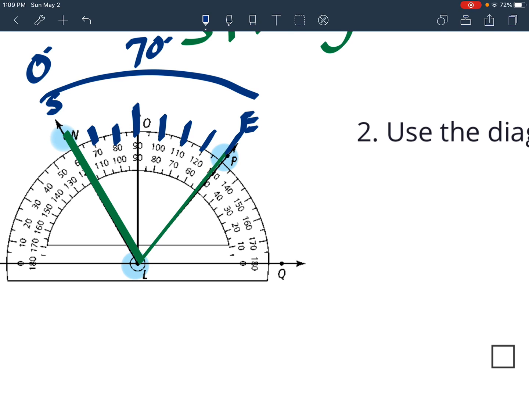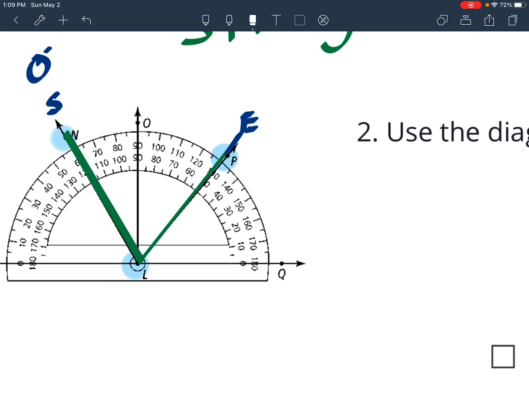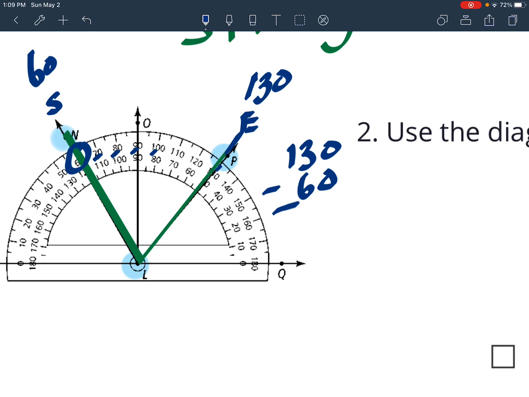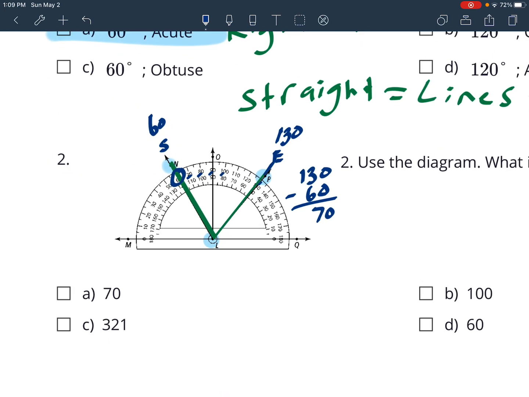Now, another way you can do it, I'll show you here. You're going to get the number, like this number right here, it's 60. Again, following the top numbers. So 70, 80, 90, 100, right? This number here is 130. I covered it there, sorry. So it goes from 60 to 130. Well, how much is in between 60 and 130? You would just subtract, 70. Same thing, as long as you get the answer 70.